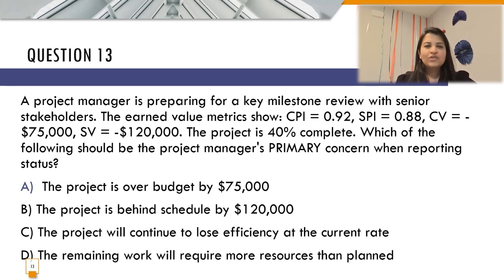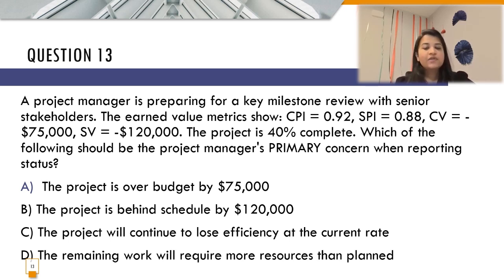Question 13. A project manager is preparing for a key milestone review with the senior stakeholders. The earned value metrics show CPI as 0.92, SPI as 0.88, CV equals minus $75,000, SV or schedule variance equals minus $120,000. The project is 40% complete. Which of the following should be the project manager's primary concern when reporting the status?